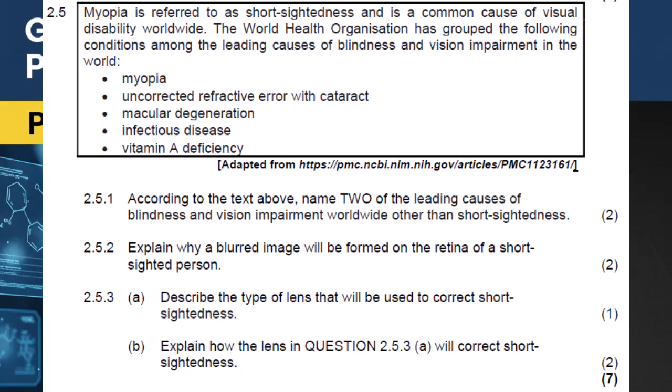We're talking about myopia. We're going to break down a classic exam question piece by piece so you can walk away with a crystal clear idea of how to snag every single mark.